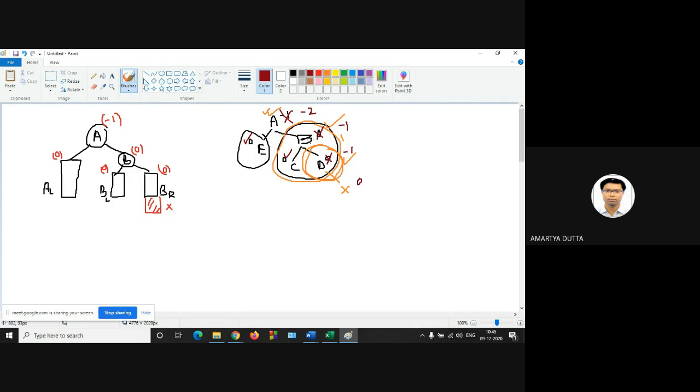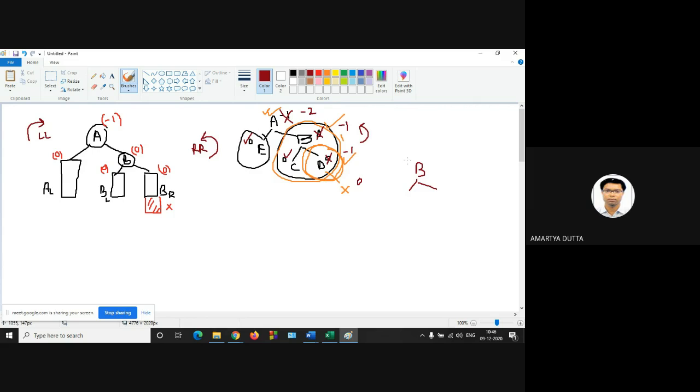Now you have to modify the tree. So here the RR rotation is required. This rotation is anti-clockwise, RR; the clockwise one is LL. This is your LL rotation and this is your RR rotation. So after RR rotation, B will be your root node. Rotate B in the anti-clockwise direction.